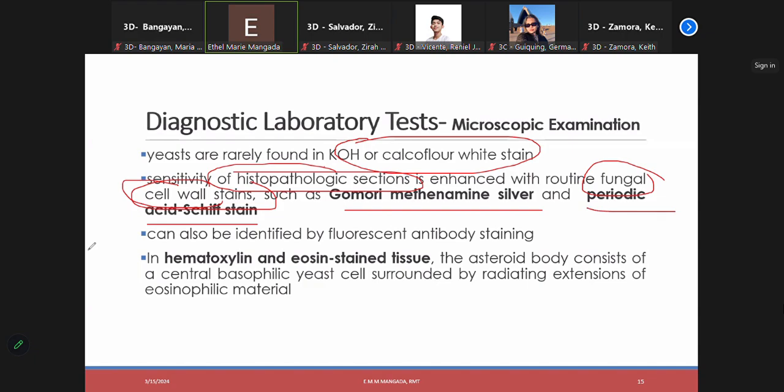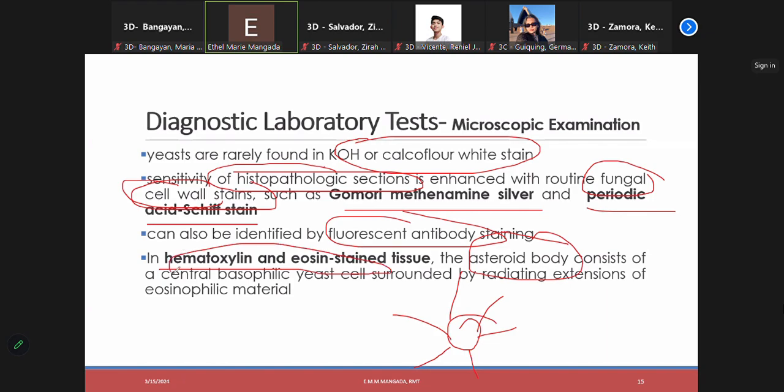Okay, other than that, we can also use your serologic test. Example, your fluorescent antibody staining. So again, kung maalala nyo kanina, sabi natin, we have what we call the Splendore-Hoeppli phenomenon, where we have your asteroid body, the yeast cells with radiations or radiating eosinophilic material. So we can demonstrate them using your H&E staining technique.